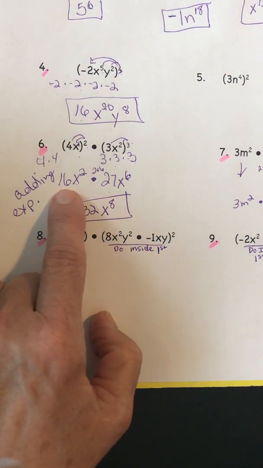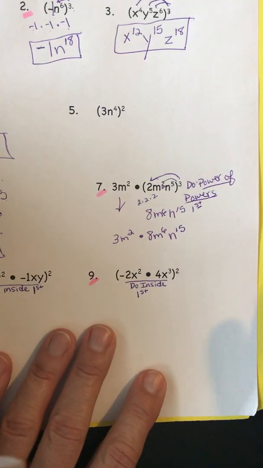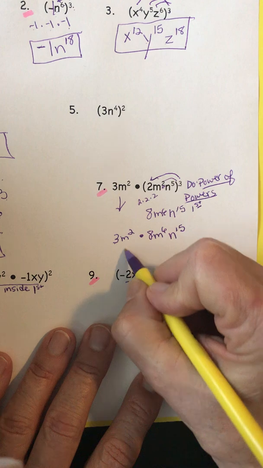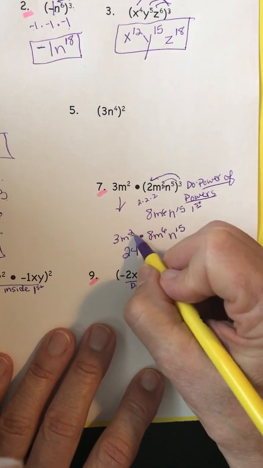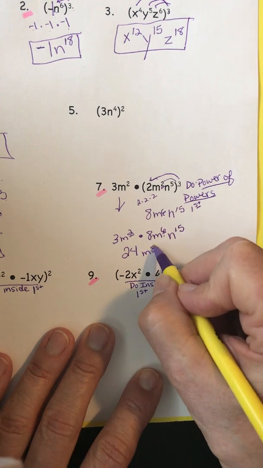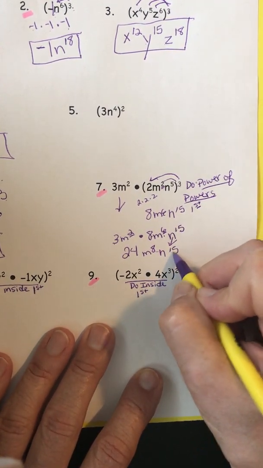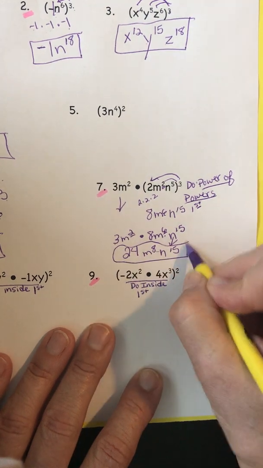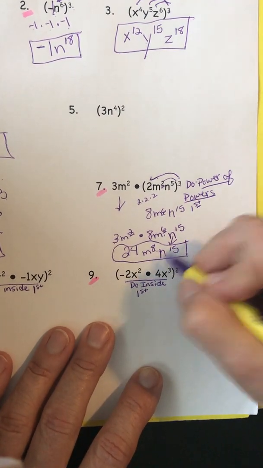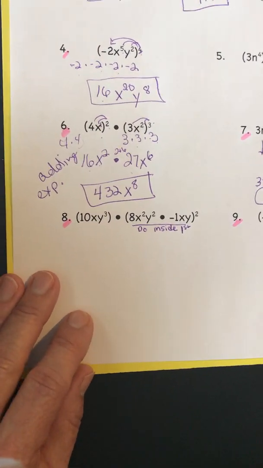And now I have to do exactly what I just did on number 6. I multiplied the numbers and I added the exponents. Okay, so here I go. Multiply the numbers, 24. I'm going to add 2 plus 6 and get 8. And I'm just bringing down the n15. So that is my answer. Okay? All right, these are our last two problems. And if I move too fast, please just put it on pause.